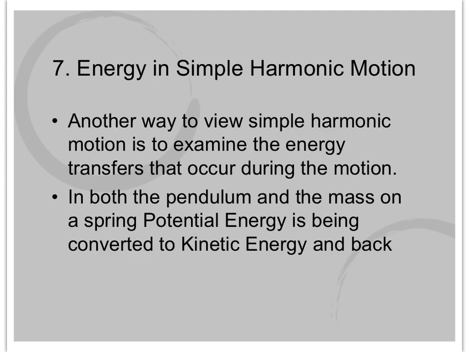So another way that we can analyze the motion of a pendulum or a mass on a spring is to consider the energy transfers that are happening as it goes through that repetitive motion. And they're actually pretty similar. In both cases, you have potential energy being converted to kinetic and back. The only difference is the type of potential energy that we have. But they both just represent this oscillation between potential energy and kinetic energy as the object goes through its motion, both in the case of the spring and in the case of the pendulum.